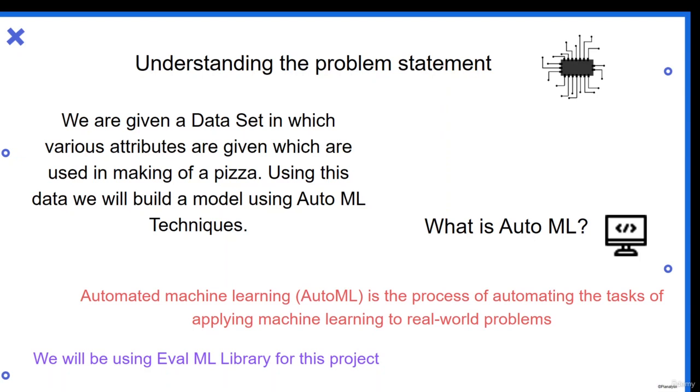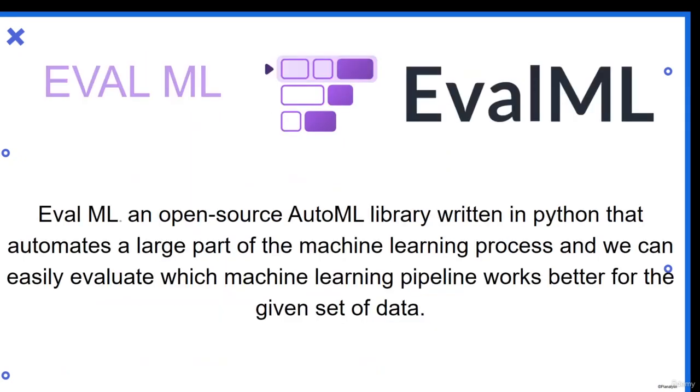So this is a very good thing, and this is why automated machine learning is used by many people. We'll be using the EvalML AutoML library for this project. Let us have a brief introduction to the EvalML library. What is EvalML? EvalML is an open source automated machine learning library written in Python that automates a large part of the machine learning process, and we can easily evaluate which machine learning pipeline works better for the given set of data. In simple words, EvalML has all the classification libraries, regression libraries, clustering libraries, which come under scikit-learn.